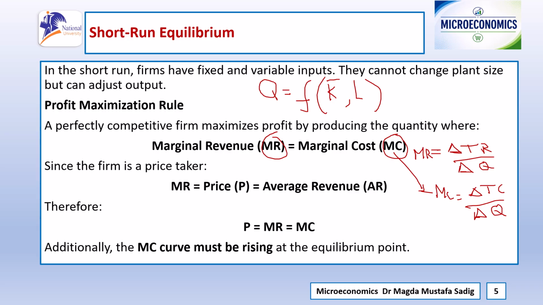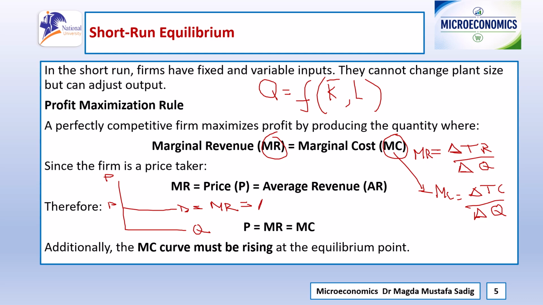Just like this. This is the price, and this is the quantity, and this is the demand curve, which is equal to price. So price equals demand equals marginal revenue. So the marginal revenue curve is the same as the demand curve, and it's equal to price, also equal to average revenue.